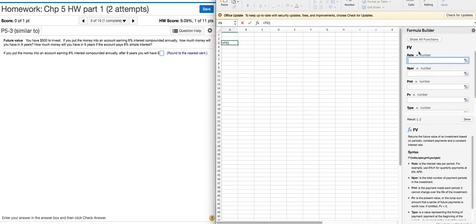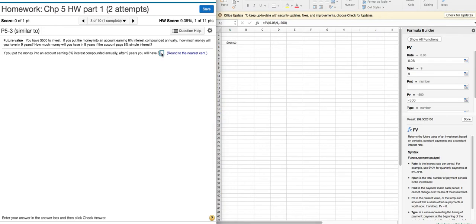Go to FV for future value. Our interest rate in this case is 0.08, 8%, and the number of periods is 9 years. We're dealing with annual compounding. And our present value is the $500 that we're starting with. I'm going to put that in as a negative because we want to consider that as a cash outflow, and that'll also make it so that our future value result will be a positive figure. So click done. We have $999.50 as the amount that we would have with annual compounding.